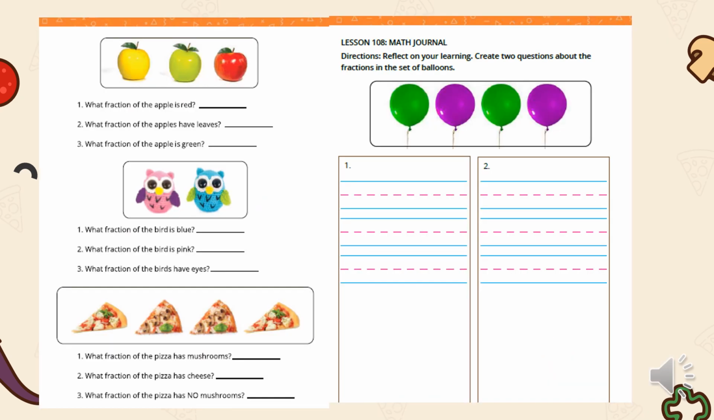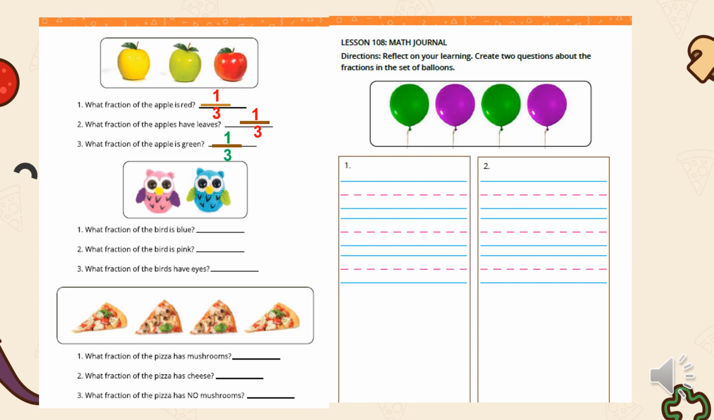Let's complete. We have here a group of different apples. The total of them are 3. And first one, what fraction of apples is red? 1 red apple. So the fraction will be 1 over 3. Number 2, what fraction of apples have leaves? Just 1 apple. So the fraction will be 1 over 3. What fraction of apples is green? Just 1 green apple. So the fraction will be 1 over 3.